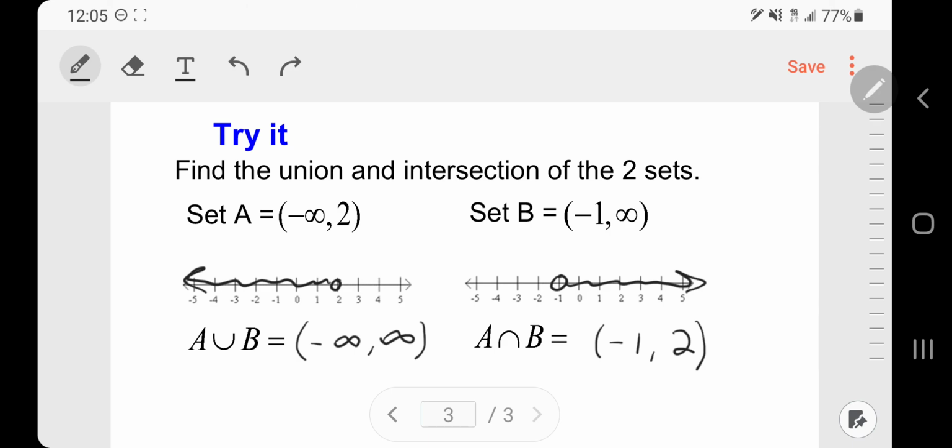Okay, so that is union and intersection of continuous sets. Again, union, you're looking for all the elements of both sets combined. Intersection, you're looking for just the overlap or the common elements between both sets.